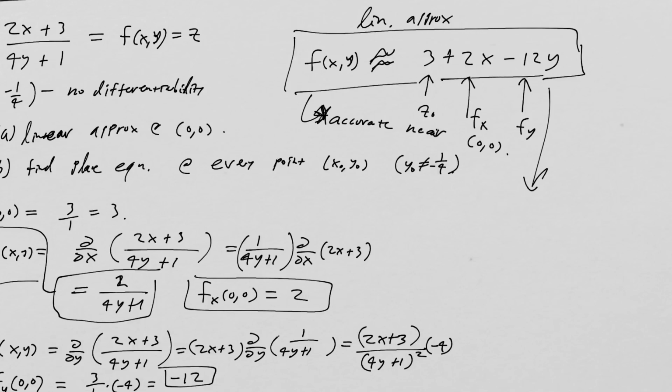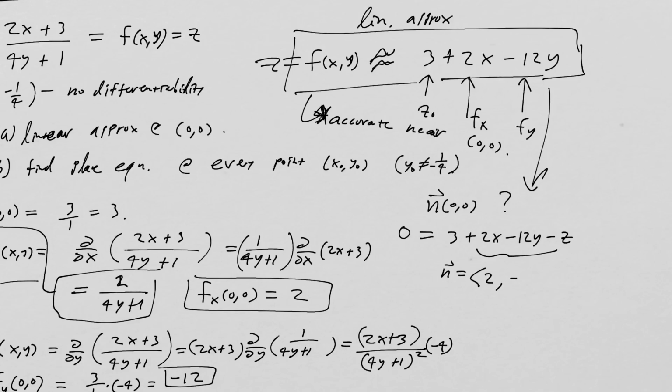Let's now follow up on this and figure out, if that's my z value, what is the normal vector at 0, 0. All we have to do, of course, is move the z over, and we're going to get 0 is equal to 3 plus 2x minus 12y minus z. Okay, well, you can see right there what the normal vector is. The normal vector is going to be 2, negative 12, negative 1. Right, so there we go.